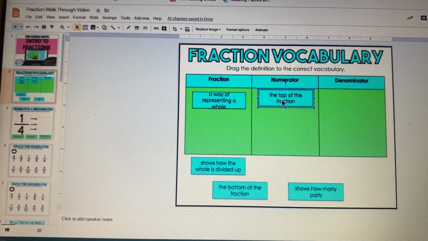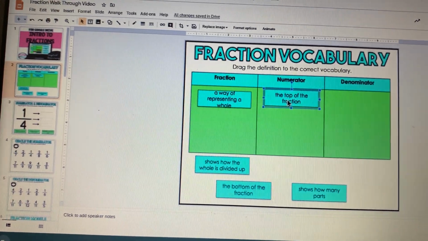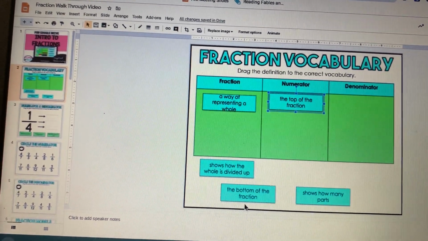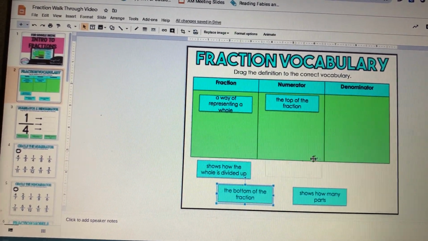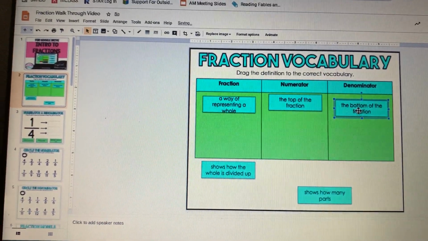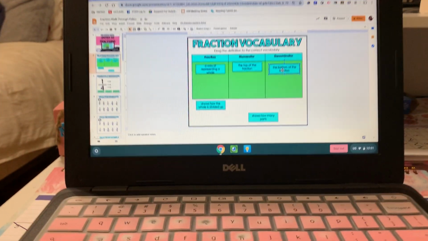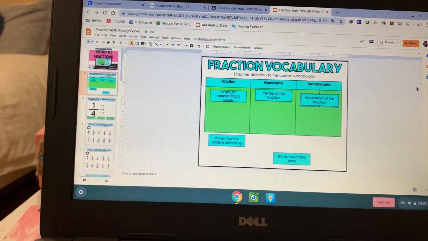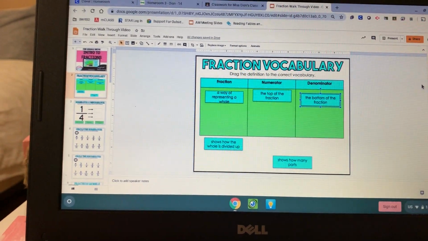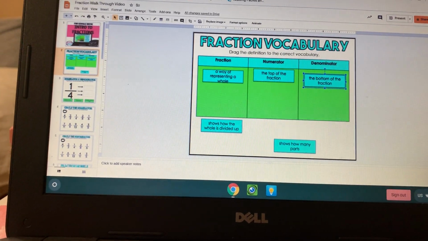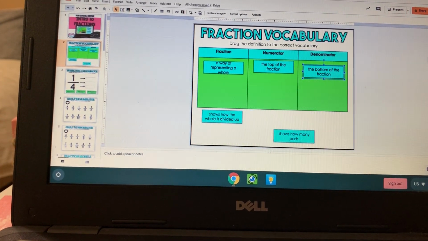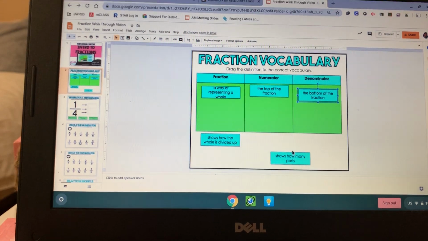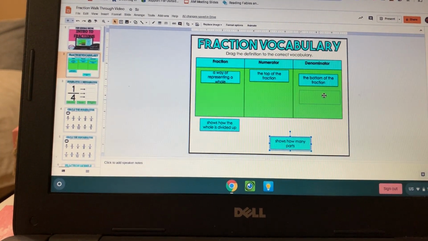So numerator is the top of the fraction, and that leaves the denominator being the bottom of the fraction. Oh my goodness, this is so shaky. I am so sorry. So we have the basis of fraction vocabulary. The fraction is the way of representing the whole. The numerator is the top of the fraction, and the denominator is the bottom. Now, a denominator shows how many parts there are total.